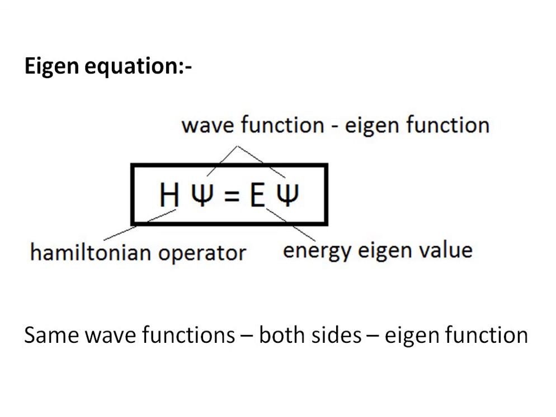In an eigen equation, in general we can represent it like this: an operator acts on some wave function and gives you the same wave function. If the wave functions are the same, then we can say it is an eigen equation. Here H is an operator, E is an eigenvalue. In our case, the energy operator is the Hamiltonian operator, the eigenvalue is the energy eigenvalue, and psi is the wave function or eigenfunction. So keep in mind, for an eigen equation, we should have the same wave function on both sides.